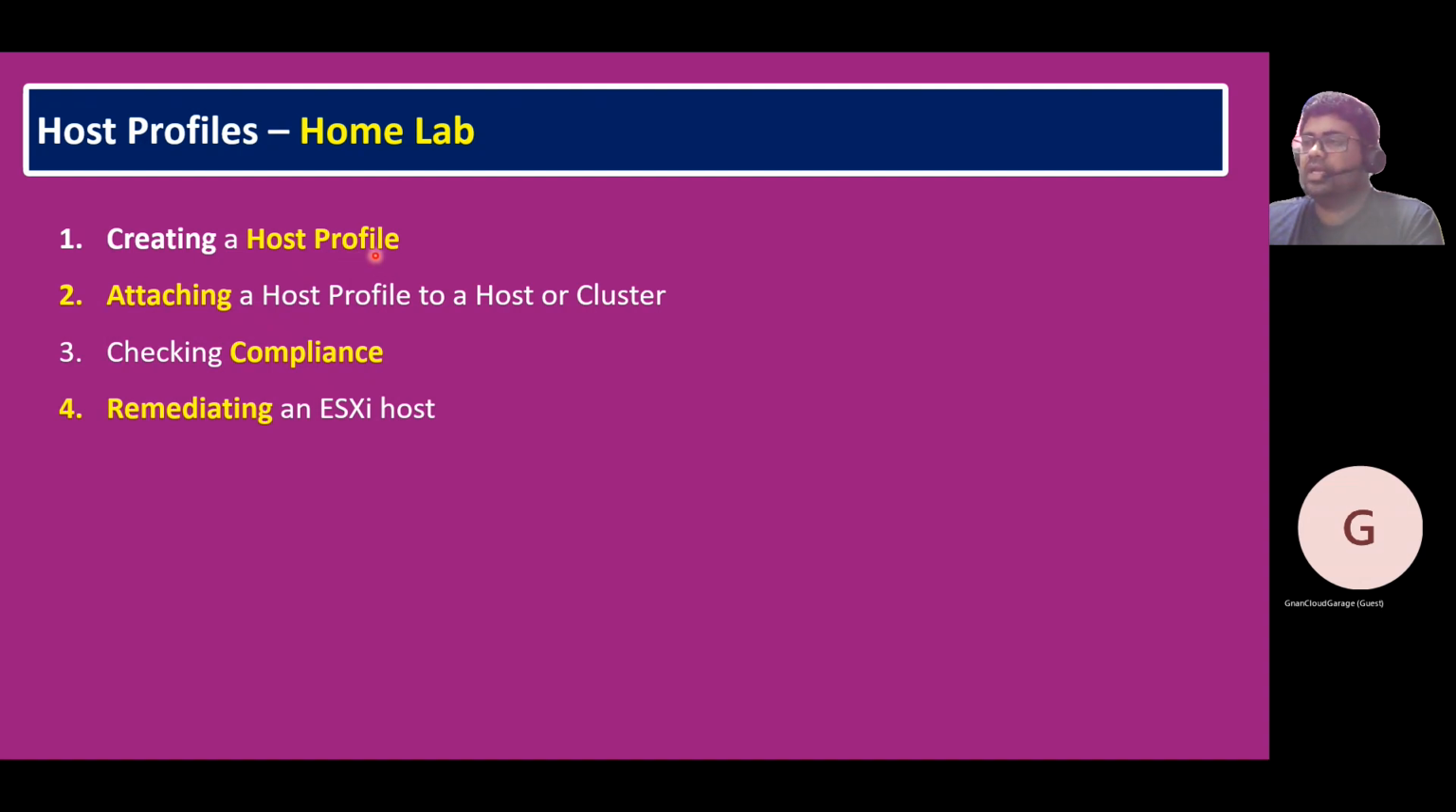This part is completed. And second, we attach the host profile to one of the ESX hosts. That means we attach the ESX1 host profile to the ESX3 host. Then we check for compliance. After checking the compliance, we notice the result is not compliant.